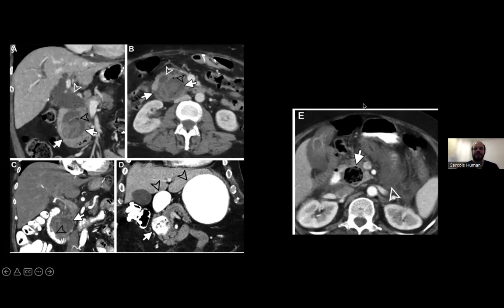The last patient on the right is a bezoar pancreatitis. This caused obstruction of the pancreatic duct, and this low density, very enlarged body and tail of the pancreas is secondary to this bezoar causing obstruction.